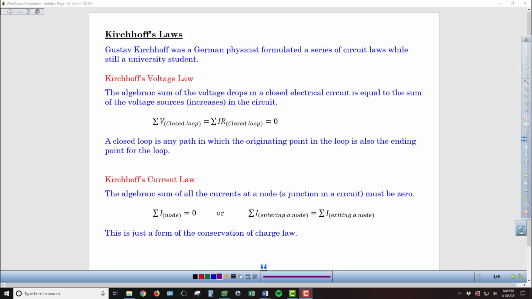To help us solve more complicated circuits, we have two laws developed by Gustav Kirchhoff, who's a German physicist who developed these laws when he was still a university student. So just keep that in mind, the clock's ticking on you guys.